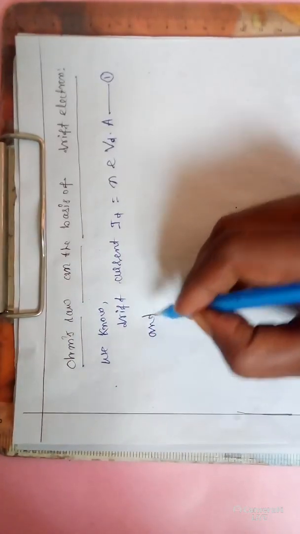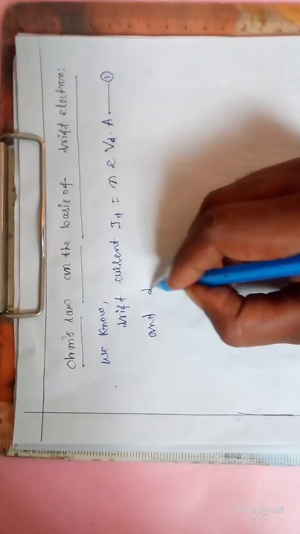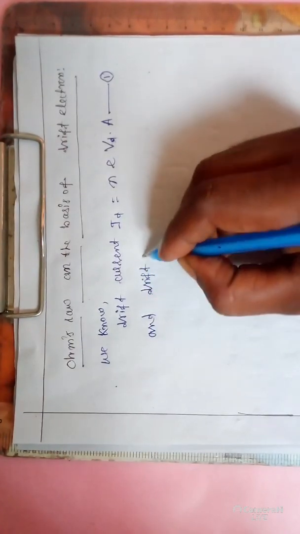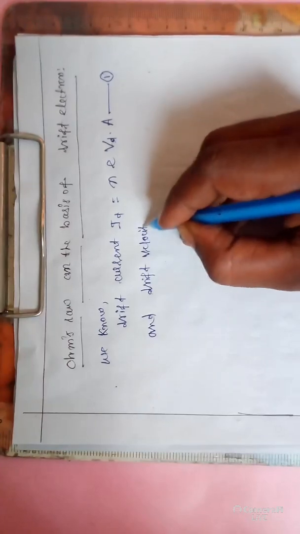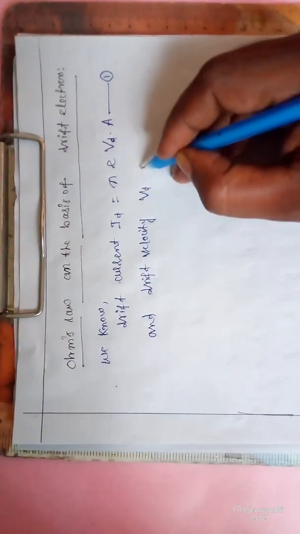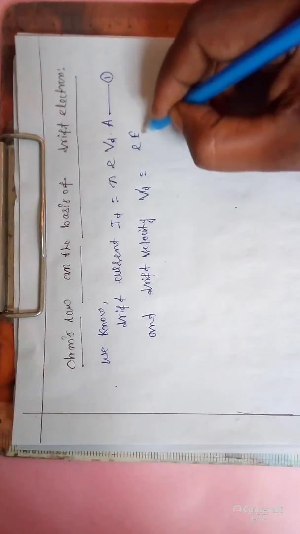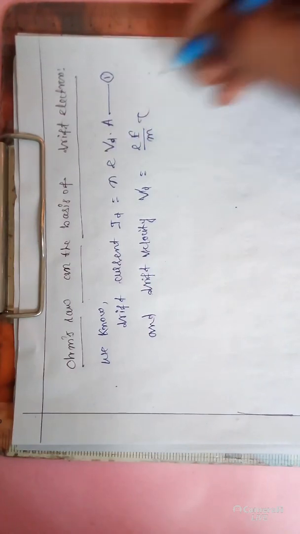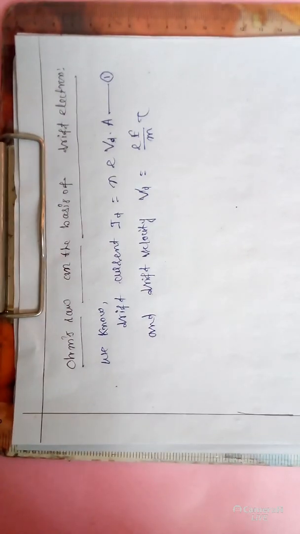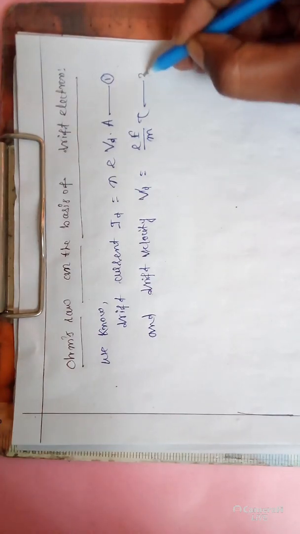And the drift velocity Vd, we have just calculated, that is eE by m into tau. We are not taking the minus sign here, because drift velocity is the velocity whatever the direction is, in the leftward direction or rightward direction, no problem. So Vd is eE tau by m, this is the second equation.